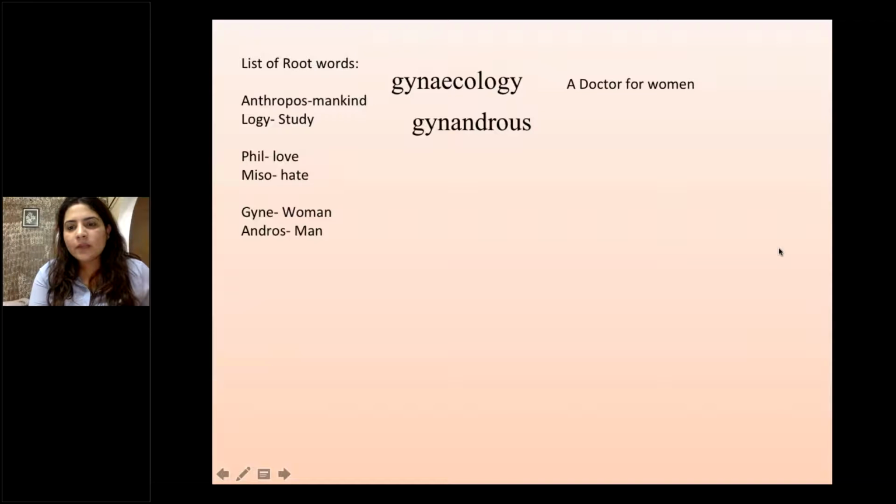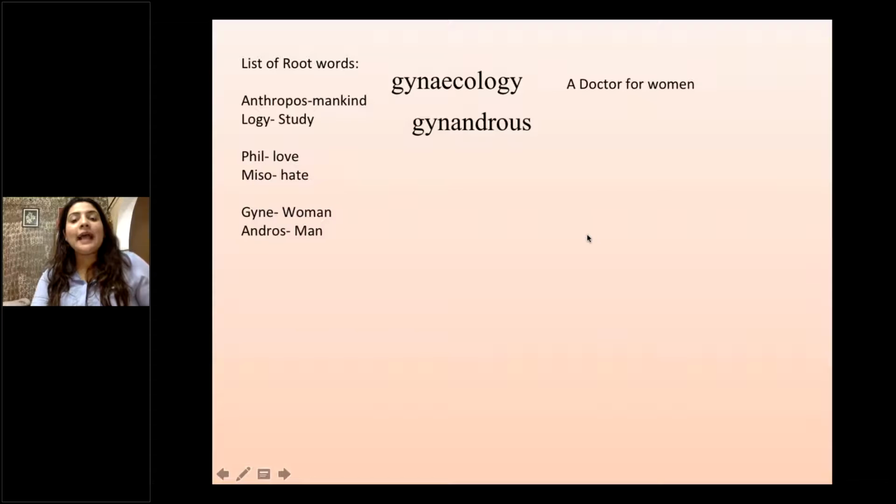Mitali says a man who likes women. No. She's come up with a Hindi representation, she says a transgender. No, transgender is not gynandrous. Mehak says for women and men also. No. A male who is like women. Absolutely correct. A man who's very womanish in nature, who likes very womanish kind of things. So like Karan Johar.